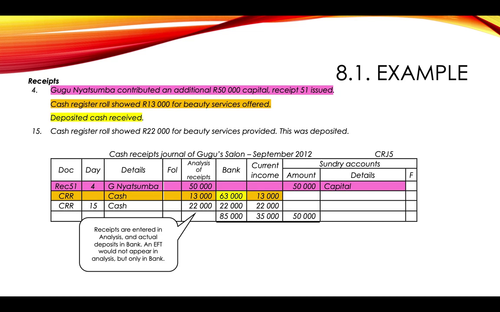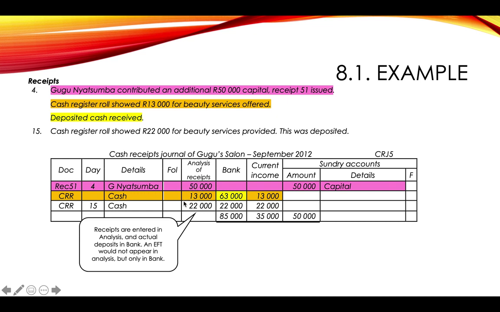Notice I haven't yet shown anything in bank, but now at the end of the day, it tells me that my cash received is deposited. Now, they won't always tell that. If they don't give you information about when deposits are made, assume that deposits are made every single day because that is the best practice.